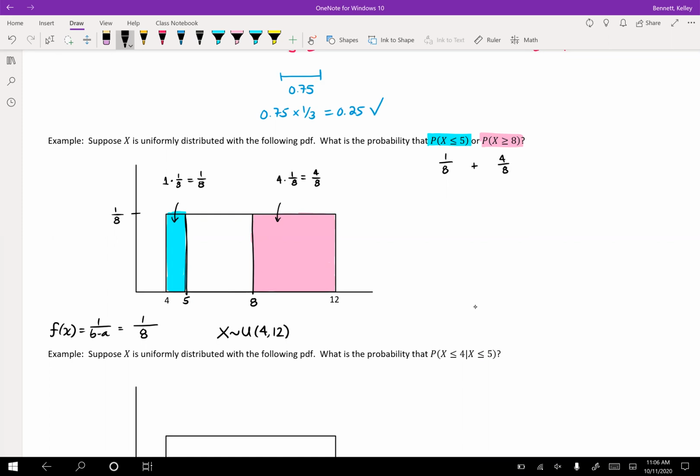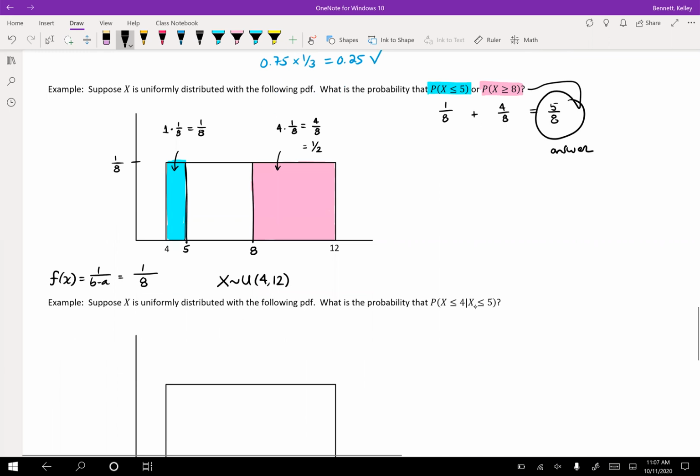But notice that it's 1/2. Well, of course it's 1/2 because 8 is the mean. It's the midpoint between 4 and 12. So we know that half the area lies to the right and half the area lies to the left. All right, so I'm just going to add these up together. 5/8. This is my answer. Just added up the areas separately.